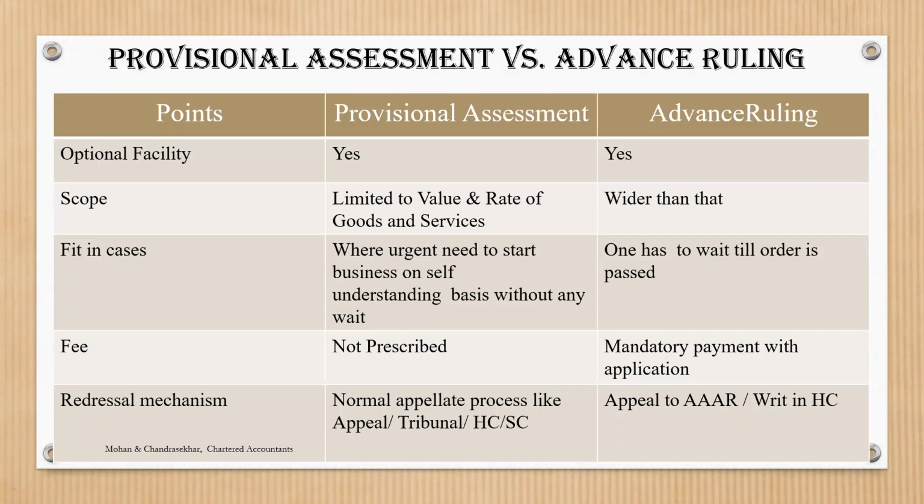And what is the redressal mechanism? For provisional assessment, it is the normal appellate route. So you can file an appeal first with the joint commissioner, then the tribunal. Whereas advance ruling has an appellate advance ruling authority. And if that also is not working, then you can file a writ in the High Court. So this is the basic difference between provisional assessment versus advance ruling. So we have covered self-assessment, which you have to assess yourself, and provisional assessment, if you have a doubt on what is your value of goods or what is your rate of tax.